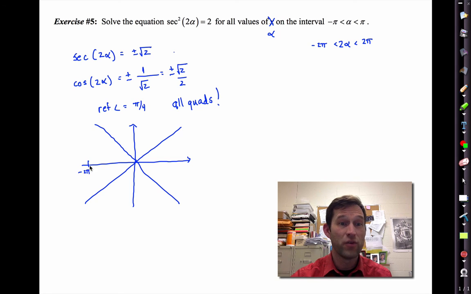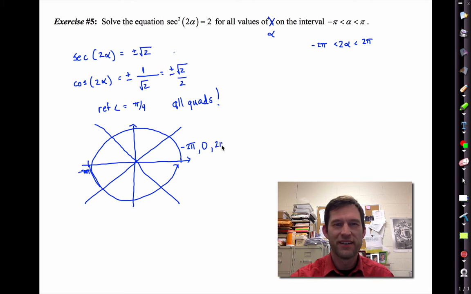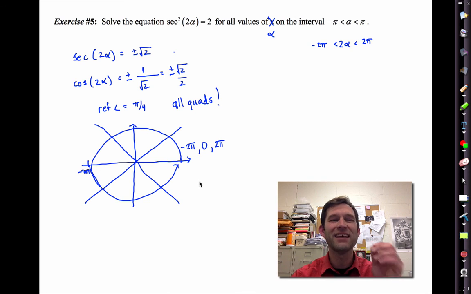Right, I'm at negative 2 pi. Oops, sorry. That's just silly, thinking about the last problem. I'm at negative 2 pi. I'm going to go around the circle until I get to 0. And then I'm going to go around the circle again until I get to 2 pi. Sorry about how terrible that drawing looks. So, wow. That's a lot of solutions. Think about how many solutions I'm going to have. Hopefully what you figured out is that I'm going to end up having 8 solutions.